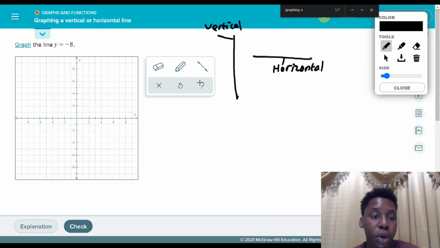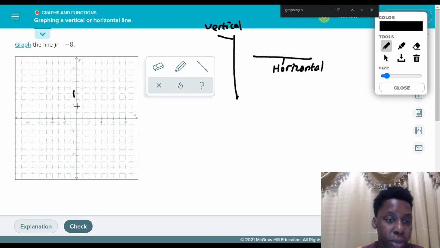And we know when we're dealing with graphs, the y is always in vertical form and the x is always in horizontal form. It's also given here. This is the y, this is the x. One trick I want to tell you is that whenever we're asked to graph a line of y, the line will always be horizontal. So let's say we're asked to graph a line of 2.